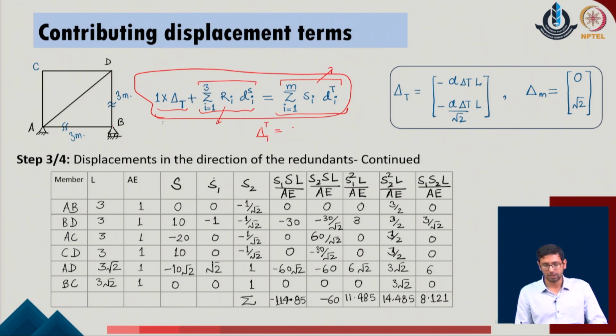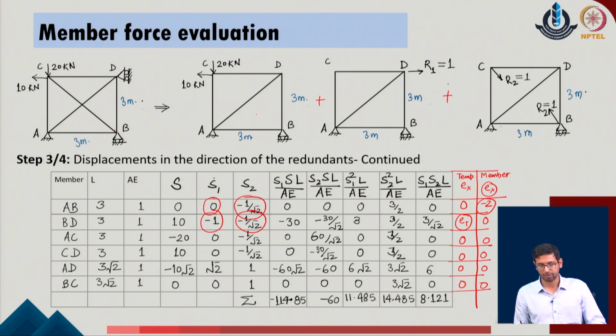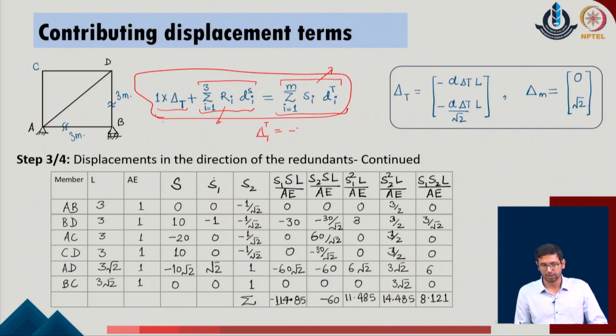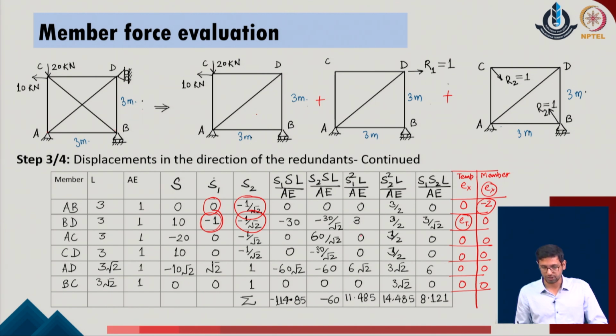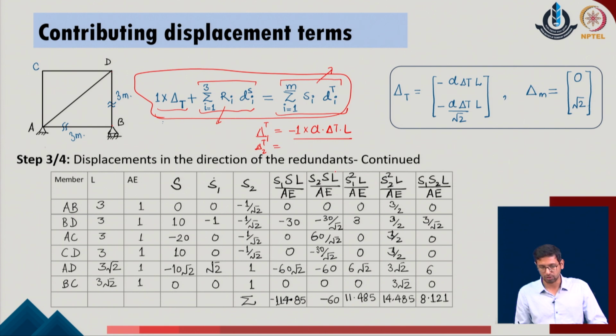as the amount of the member force in S1, which is minus 1, into E of t for the given system. So, I can define it as minus 1 into alpha delta t into L. Similarly, for delta 2 it can be defined as the member force, which is minus 1 by root 2, into E t of the given system. So, it comes out as minus 1 upon root 2 into alpha delta t L for the given system, and the same has been defined over here.